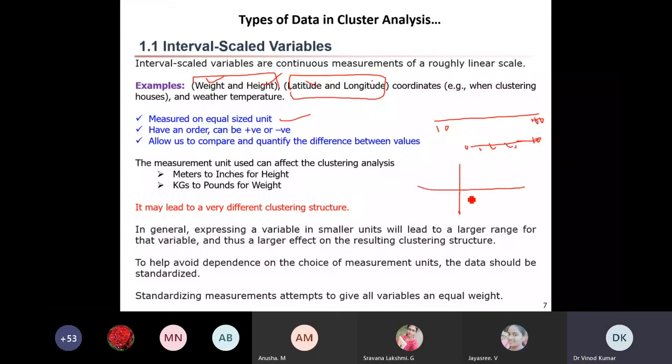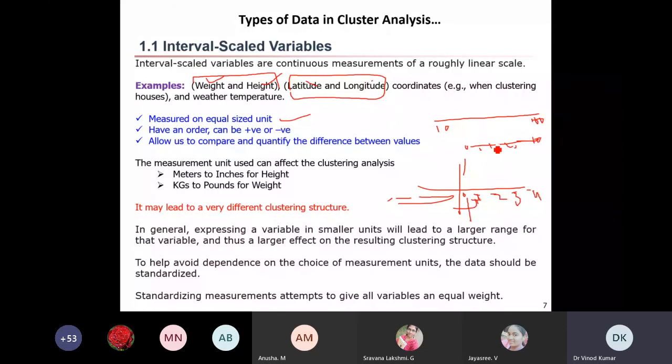If I draw the y-axis from 0, 1, 2, 3, 4 like this, this will be the positive direction, and this will be the negative direction. The same thing holds in the other direction also. So they have an order: first comes 0, 1, 2, 3, 4, and this side also in the negative. This allows us to compare and quantify the difference between values.